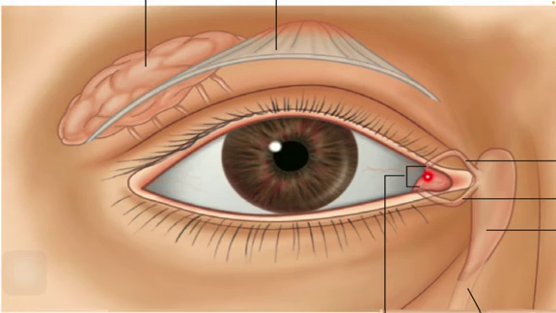Then through the puncta, which is a small opening, it moves to the canaliculi, and then the lacrimal sac, and finally to the nasolacrimal duct. So this was about the lacrimal apparatus.